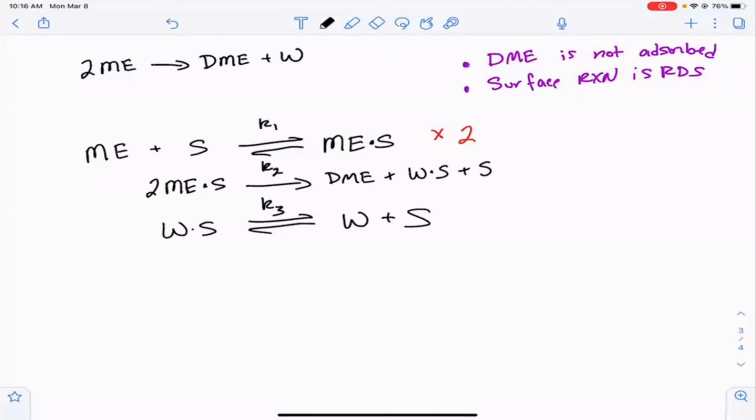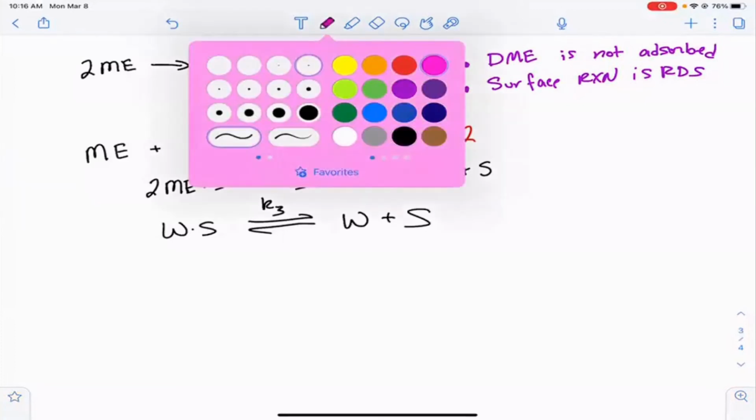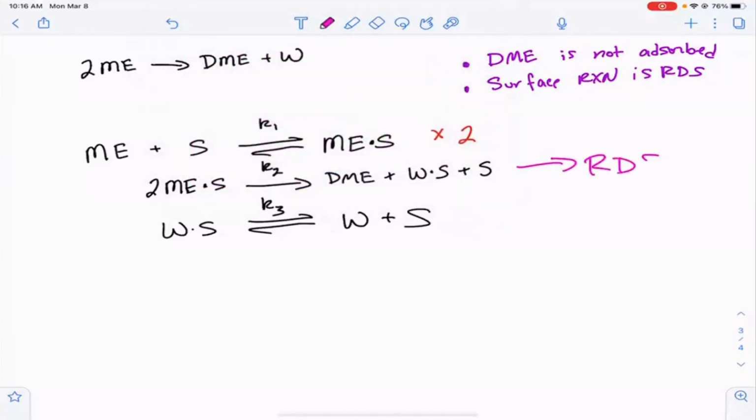So now we have a mechanism, right? So this was the first part of the problem. Based on the two things that we know, write a mechanism. And then the second part was to determine the rate law for this reaction, knowing that reaction 2 here is the rate determining step, and we know that it's irreversible.